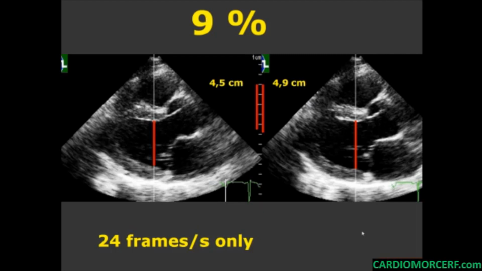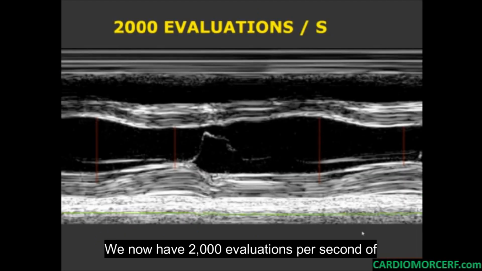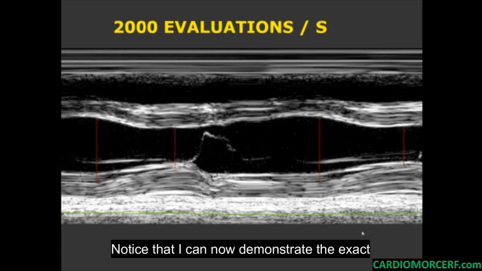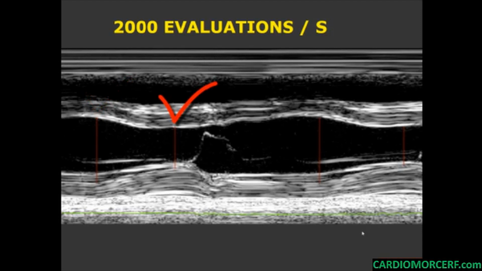See now what happens with M mode. We now have 2000 evaluations per second of the position of the wall. Notice that I can now demonstrate the exact moment it began to contract and move, and the exact moment it obtained its smallest diameter.